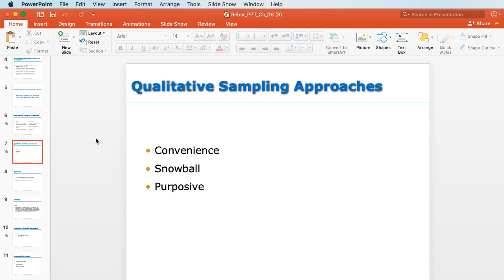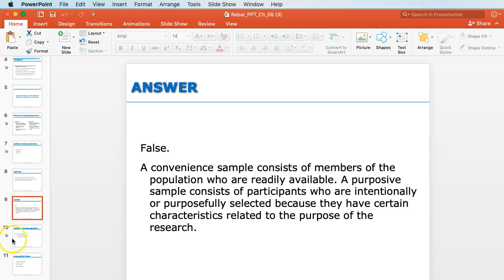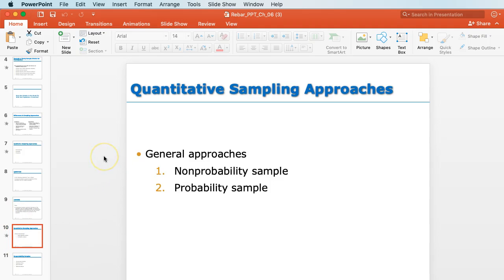So qualitative, depending on what it is that the researcher is seeking to understand further, the sampling approach will differ based on that. And we're going to skip these questions. And then in quantitative, there's two approaches, non-probability and probability. Probability means that everybody has an equal chance to be part of the study in some way, shape, or form. And non-probability is really when the researcher goes out and uses the people that are available to them.